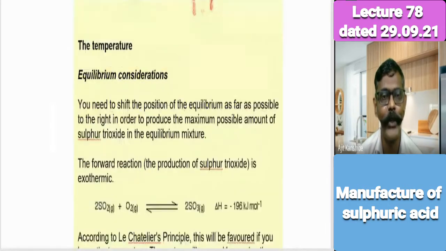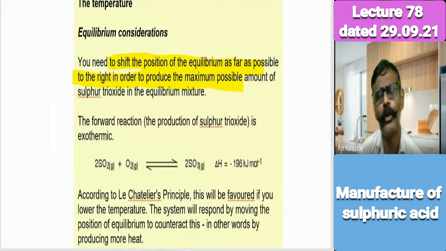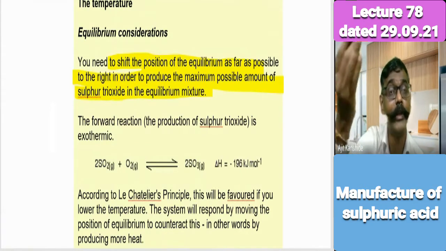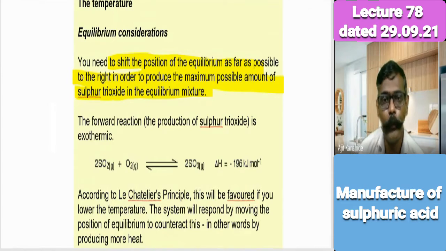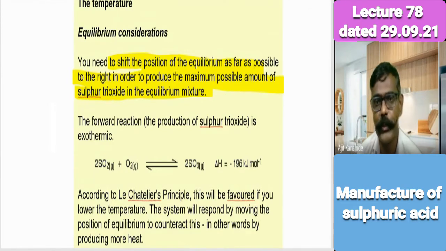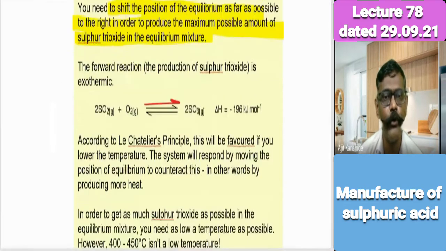The next point is temperature. We need to shift the equilibrium position as far as possible to the right side. Why? To produce the maximum amount of sulfur trioxide, which is the product, so that later on we will get more sulfuric acid. It is our ambition, our intention. Now, the forward reaction is the production of sulfur trioxide. Again, use of Le Chatelier's principle. See, equilibrium is how important.